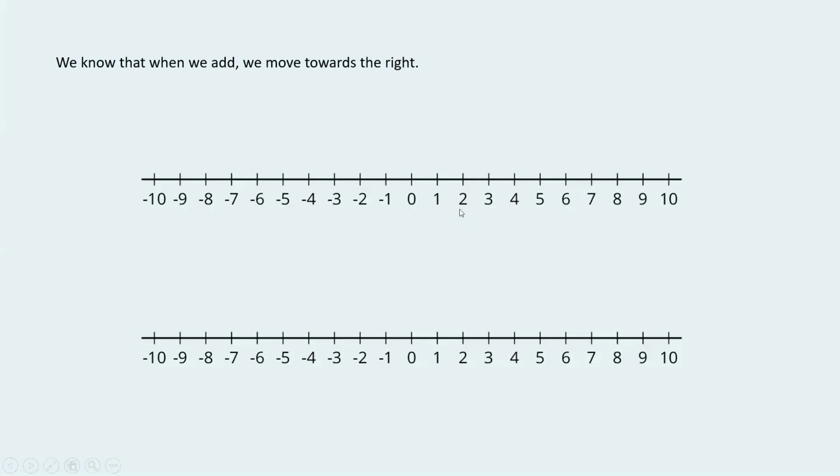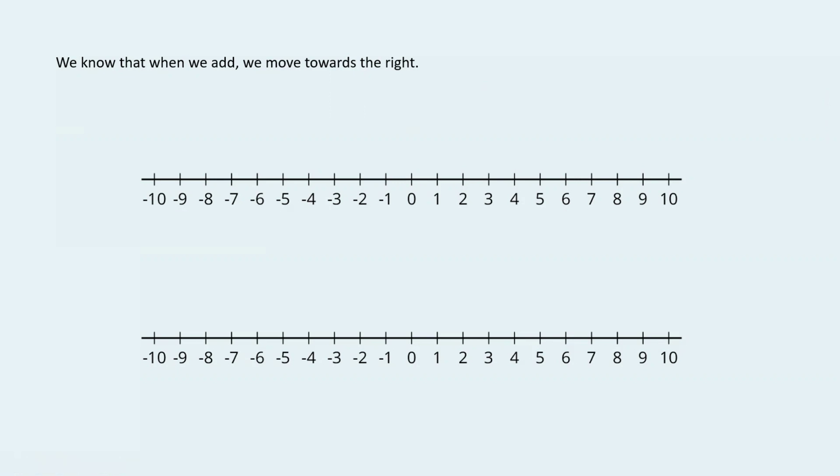2 plus 4 is equal to 6. So this is 2 and this is 6. 6 is towards the right of 2, not towards the left, isn't it? So I have to move towards the right 4 steps. So that is 1, 2, 3, and 4. So I'm moving 4 steps towards the right from 2 to get 6, isn't it? And therefore, we can understand that we move towards the right.